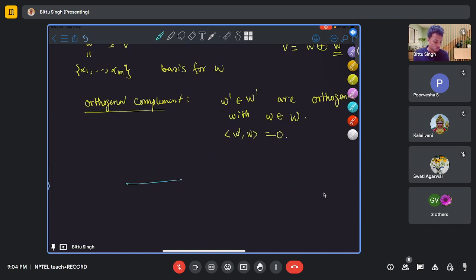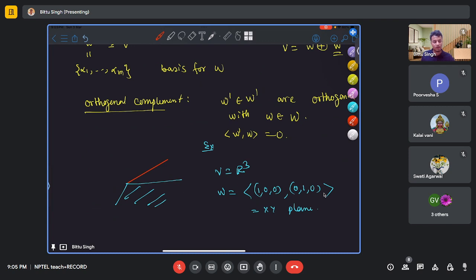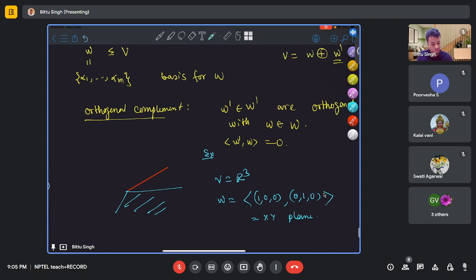Let us see an example. Consider a subspace of R3: let V be R3 and W be the XY plane, generated by the two vectors (1,0,0) and (0,1,0), spanned by those two vectors, which is the same as the XY plane. Now the question is, what will be an orthogonal complement? From geometry it is clear that any other straight line which does not lie on the XY plane and passes through the origin will give a complement, because any vector can be expressed as a linear combination of this vector together with the XY plane.